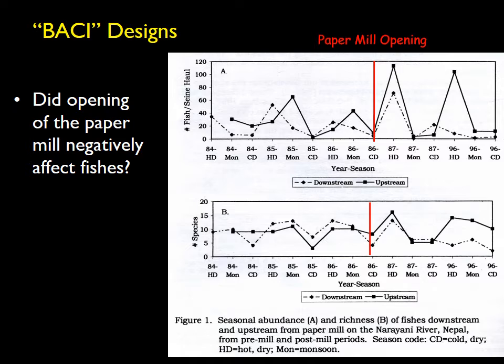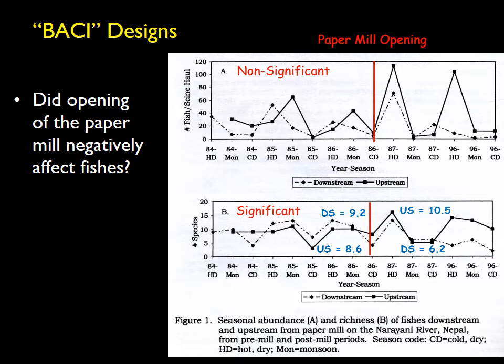So if you just look at the data there, looking at the number of fish per seine haul, and then the number of species per seine haul, or per site, actually, excuse me. It turned out that the difference between those sites was not significant for the number of fish, but it was for the number of species. The way the analysis works is that you take the average of upstream and downstream, and then take the difference before and then the difference after.